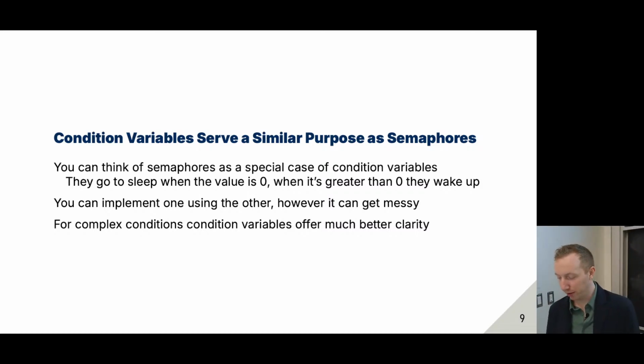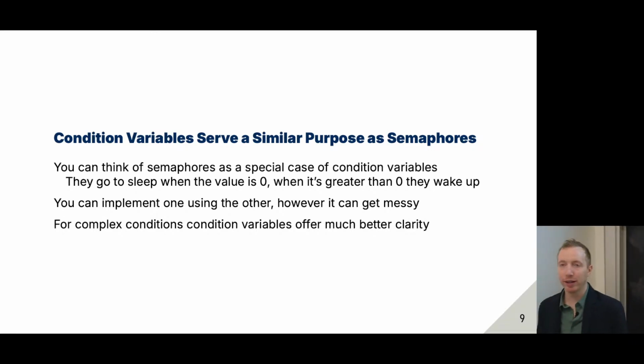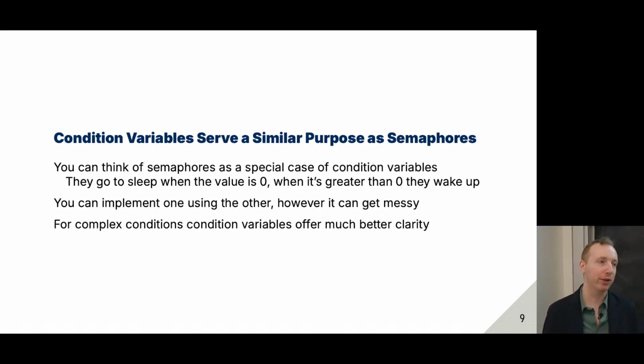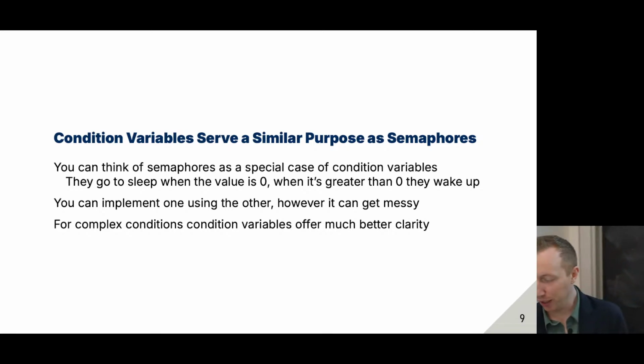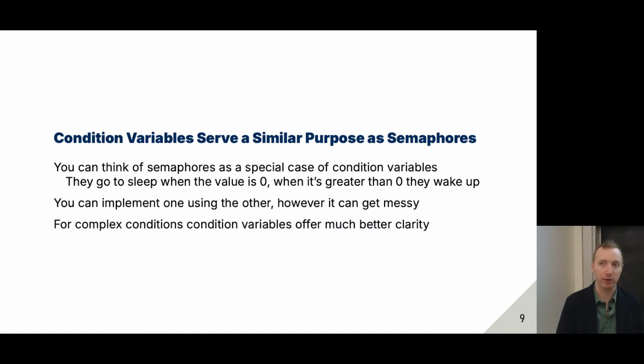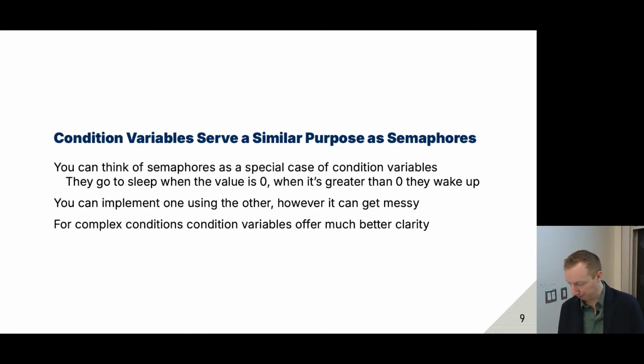Turns out, if you're a computer science nerd that likes theory, you can always implement one in terms of the other. However, the question of whether or not you can actually read your code after that is very questionable. So in general, if you have a complex condition that's more complicated than just an integer, use condition variables. It's going to be a lot easier to read.